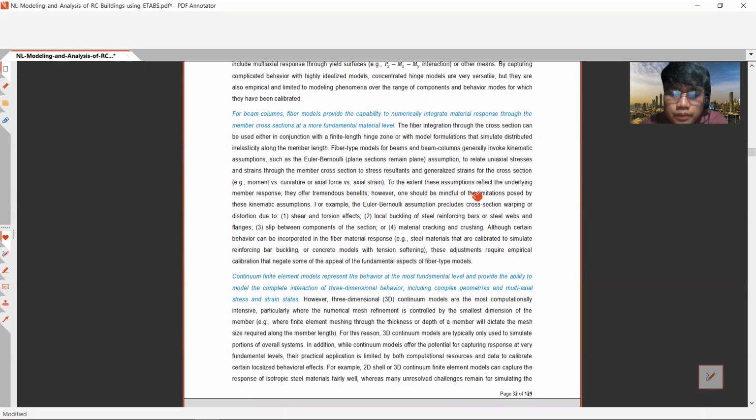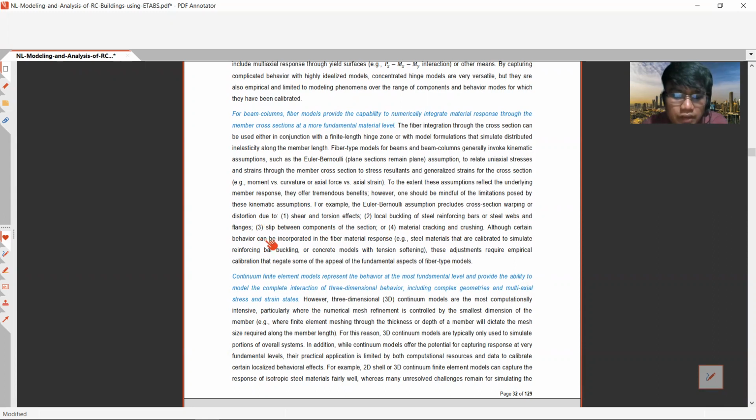However, one should be mindful of the limitations posed by the kinematic assumptions. For example, the Euler-Bernoulli assumption precludes cross-section warping or distortion due to the shear and torsional effects, due to the local buckling of the steel reinforcing bars or the steel webs or flanges, and the slip between the components of the section, or the material cracking and crushing.